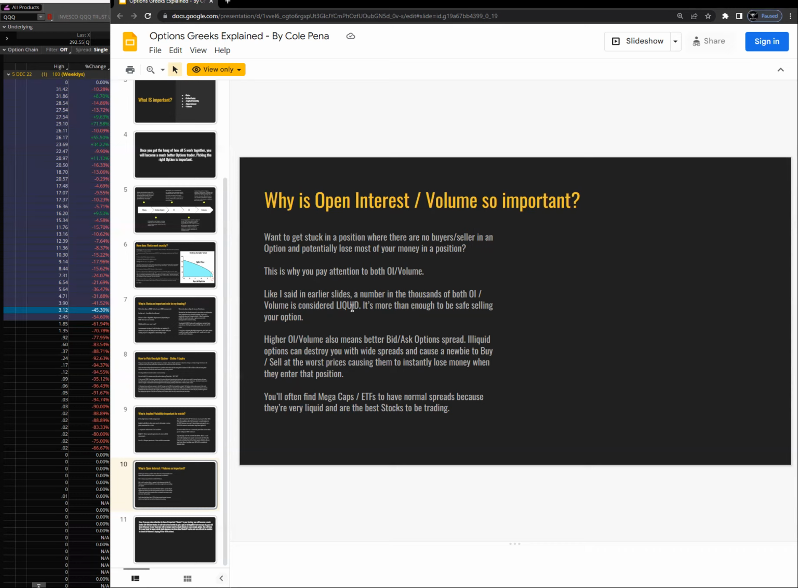Like I said earlier in the slide, a number in the thousands of both open interest and volume is considered liquid. It's more than enough to be safe selling your option or even buying your option at good prices. Higher OI and volume also means better bid and ask prices. An illiquid option can destroy you with wide spreads and cause a newbie to buy or sell at the worst prices, causing them to instantly lose money when they enter that position.